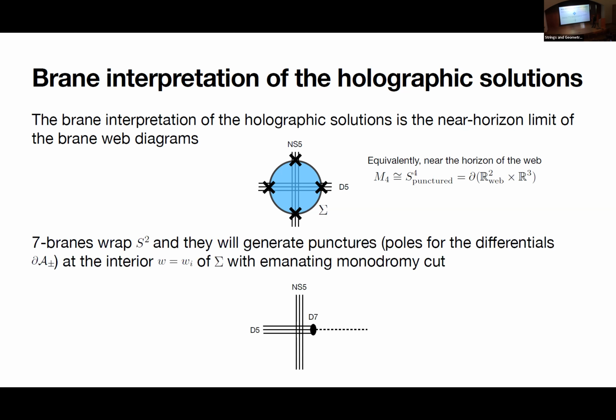And you can add 7 branes. Suppose that you have 7 branes on which the D5 end, in the web like this. And what happens in the near horizon solution is that you have now a source, a 7-brane source or a puncture in the interior of the disk, together with a monodromy cut, which is the right thing if you have 7-brane sources.